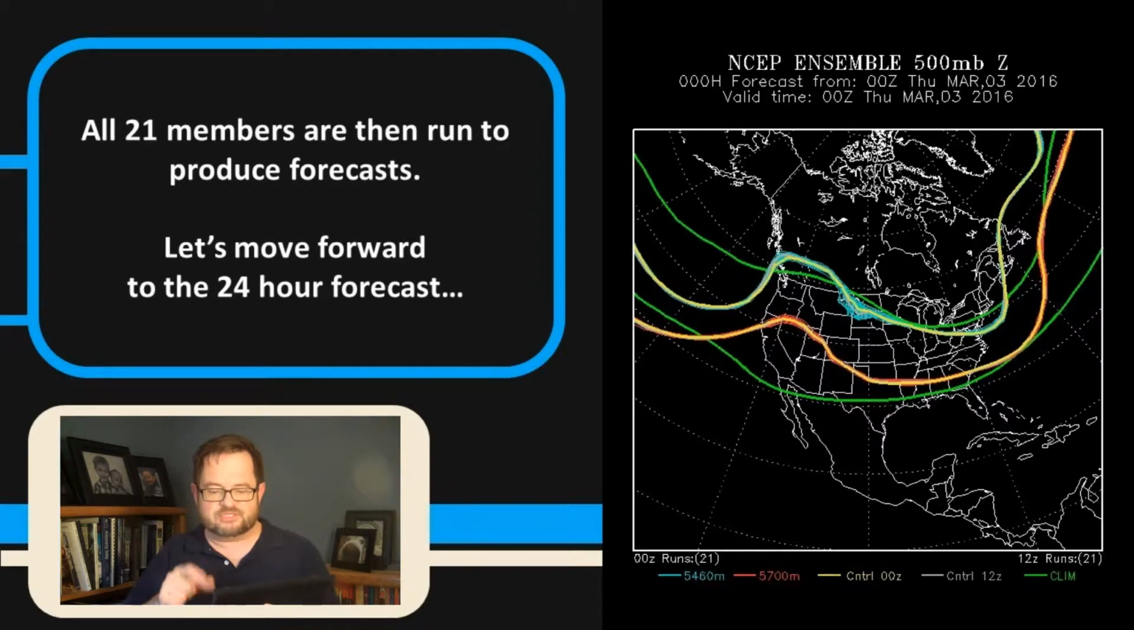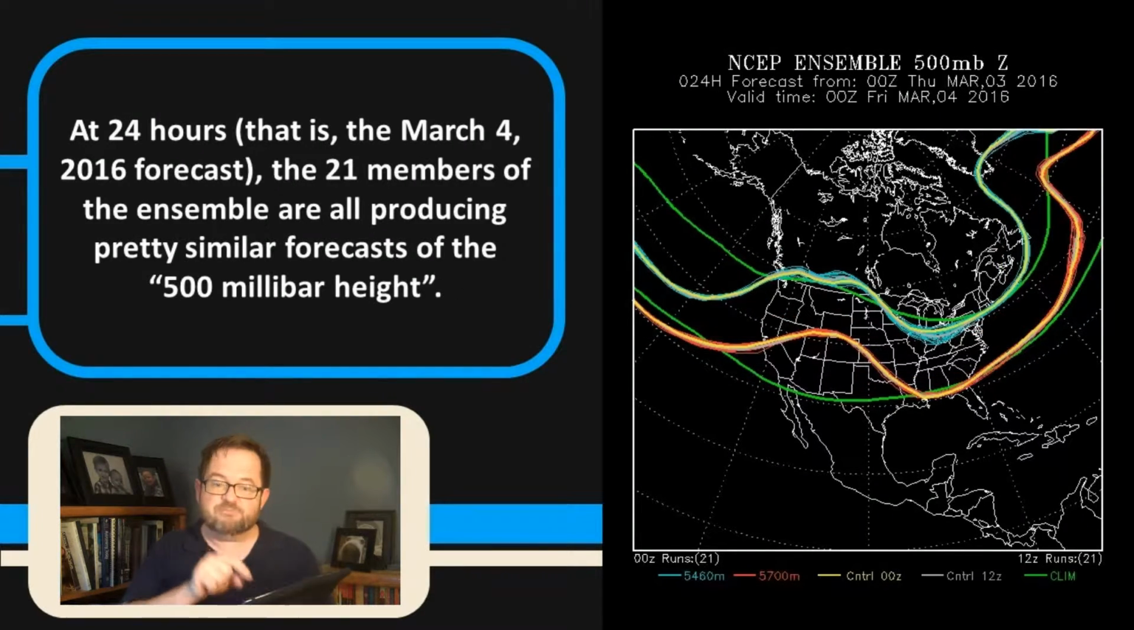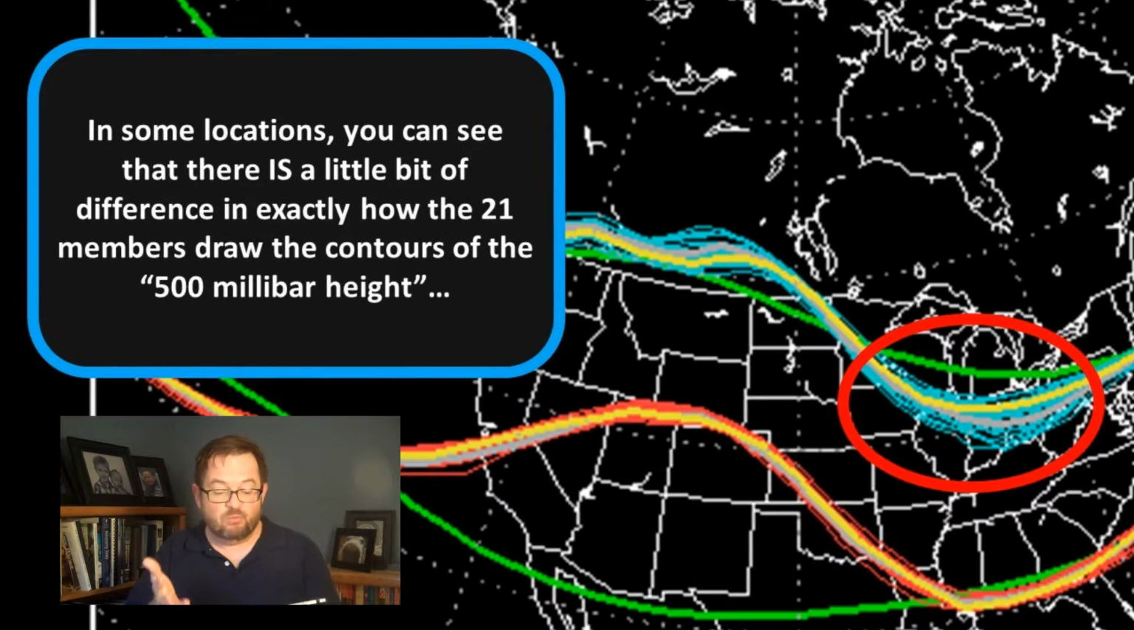This is 24 hours simulated later. And again, we've just put 21 different models' output on the same plot. And you can see by taking a look here, those 21 blue curves and those 21 red curves actually all look pretty much alike. I mean, the 21 blue curves are all pretty much on top of each other.